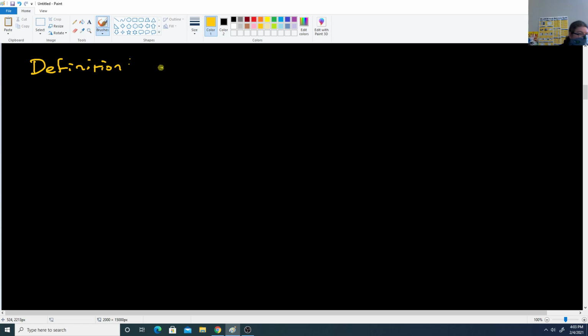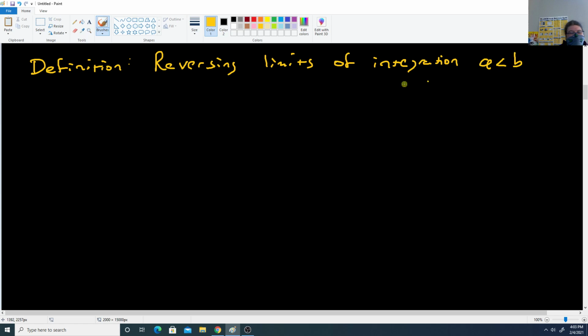This has to do with reversing limits of integration. For this, we need a to be less than b. Then we say if you have the integral from b up to a of f of x dx, so you have your integration like this, if you want to flip that integration over, whenever you flip the limits of an integration over, you switch the sign out here.